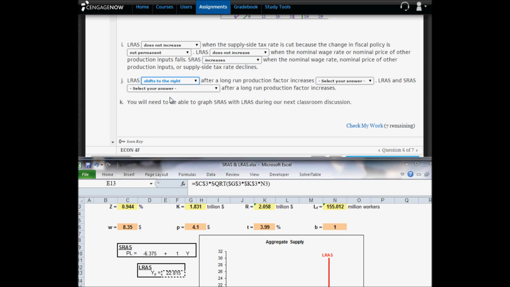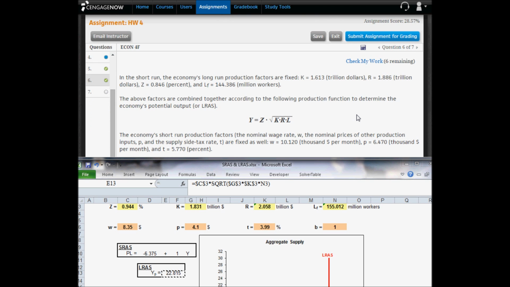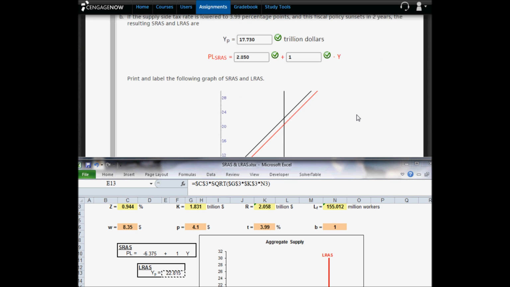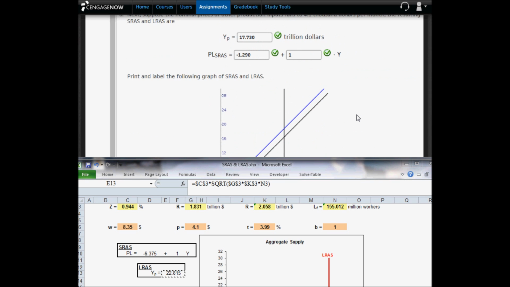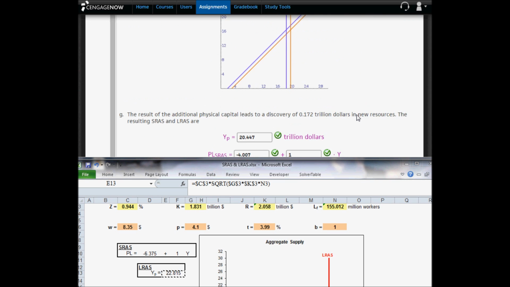Long-run aggregate supply shifts to the right after a long-run production factor increases potential output. Long-run aggregate supply and short-run aggregate supply shift to the right by the same amounts after a long-run production factor increases. Now we're going to check my work and we should get everything correct. And it looks like we got everything correct.